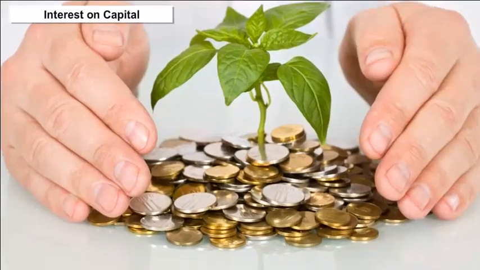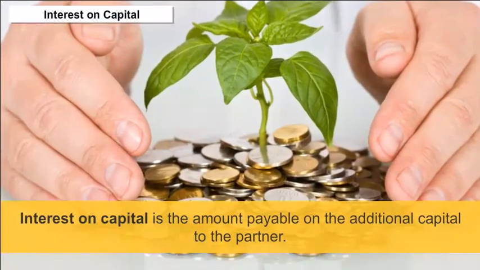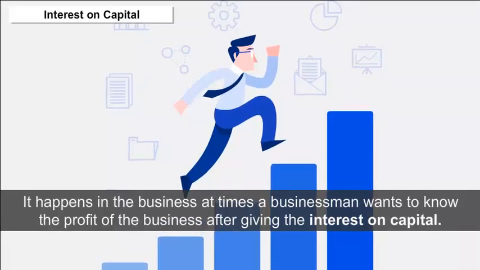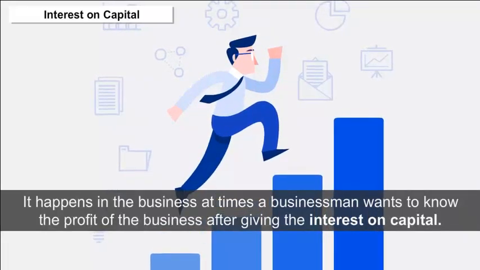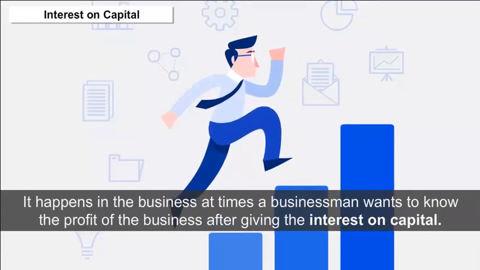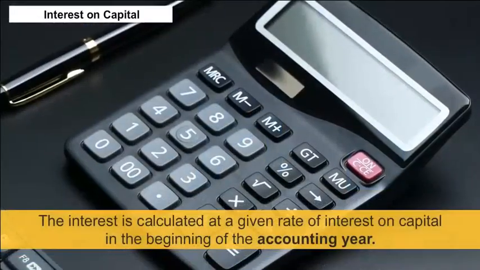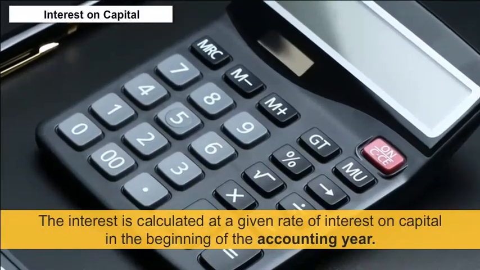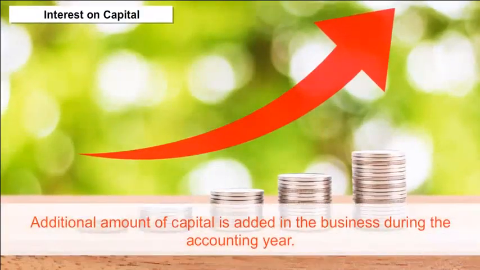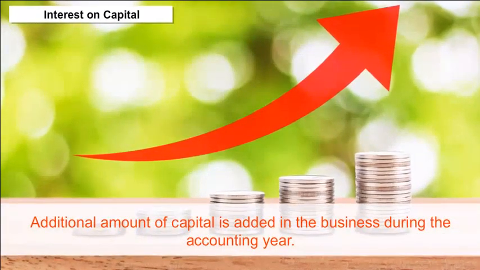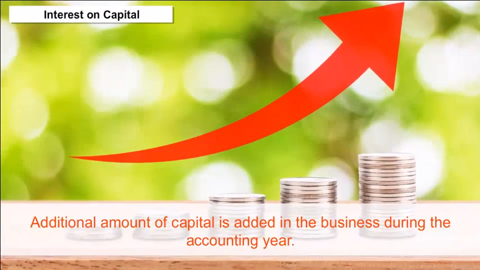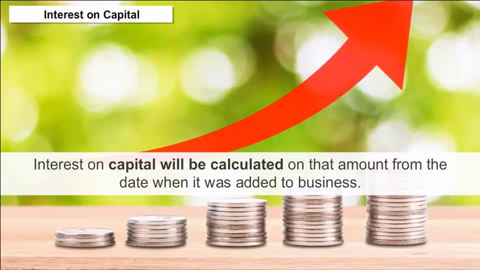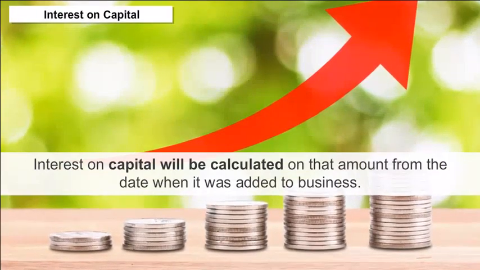Interest on capital. Interest on capital is the amount payable on the additional capital to the partner. It happens in business at times that a businessman wants to know the profit of the business after giving the interest on capital. The interest is calculated at a given rate of interest on capital in the beginning of the accounting year. If additional capital is added in the business during the accounting year, then the interest on capital will be calculated on that amount from the date when it was added to the business.